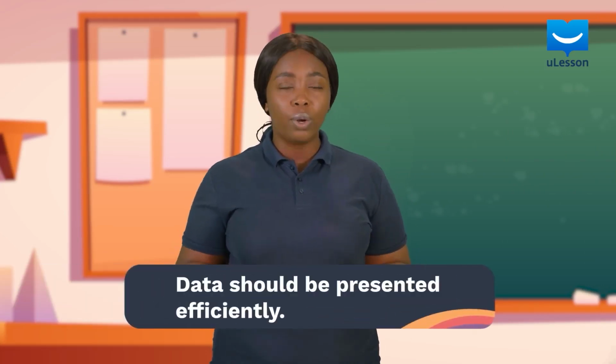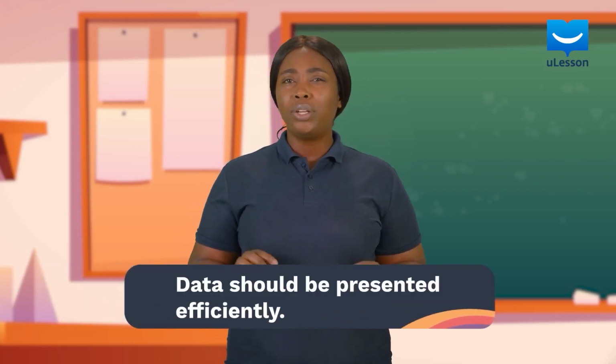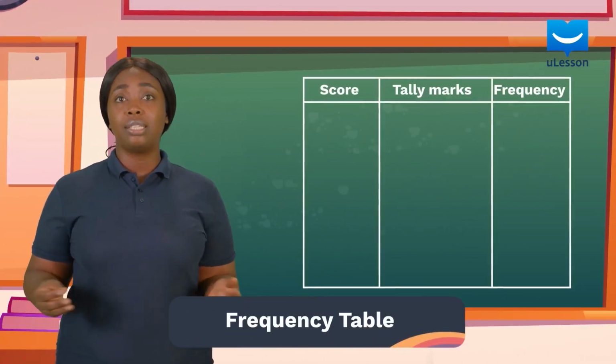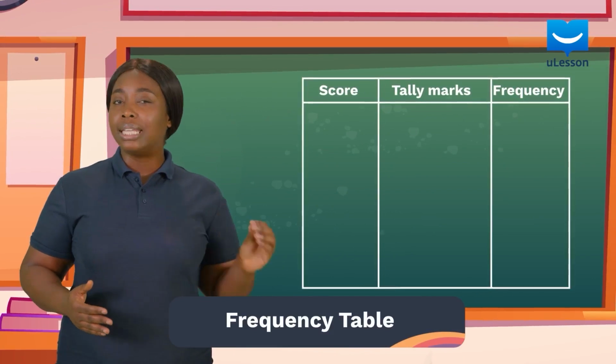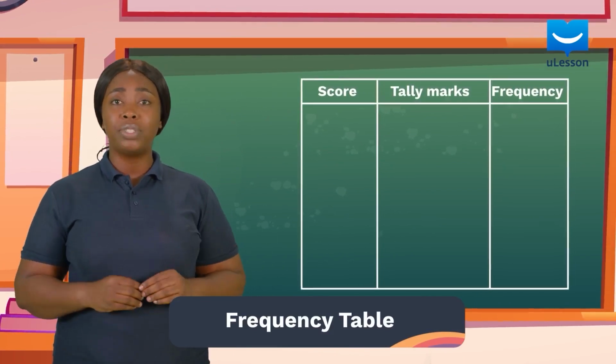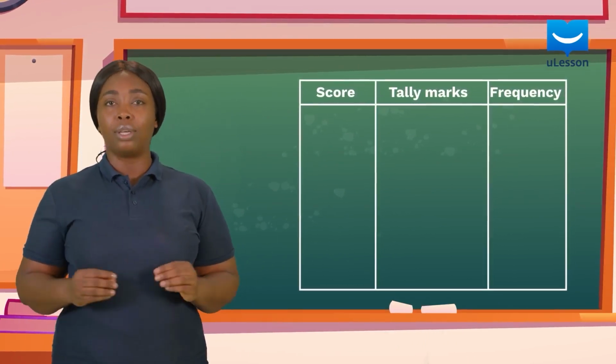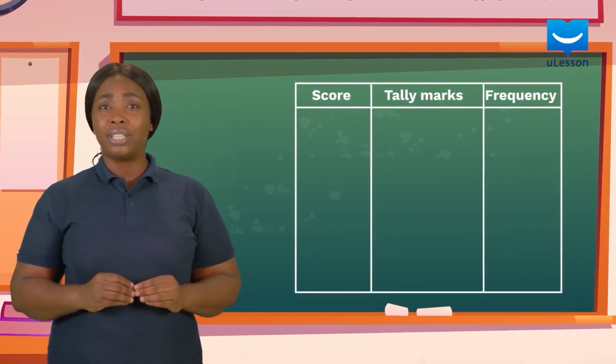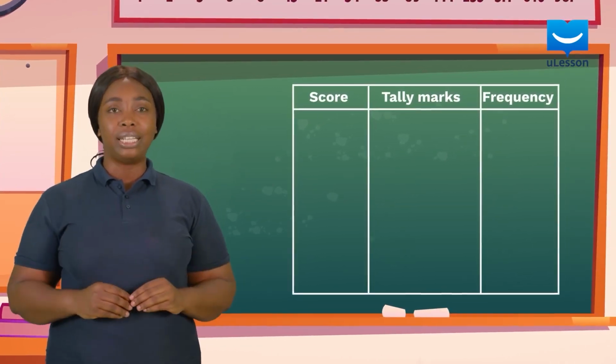The importance of data makes it also important for it to be presented more efficiently. One of the greatest tools of data presentation is the frequency table. This is because it arranges data in a tabular form to reflect the number of times a particular event occurs. It also allows you to look at a set of data more conveniently.